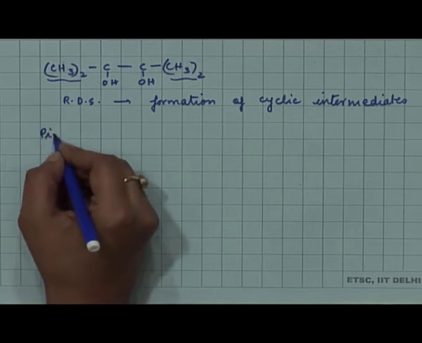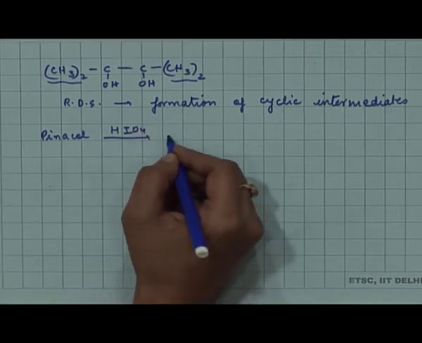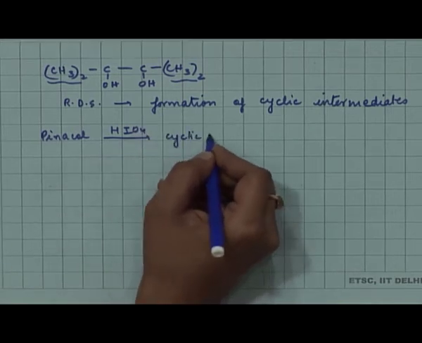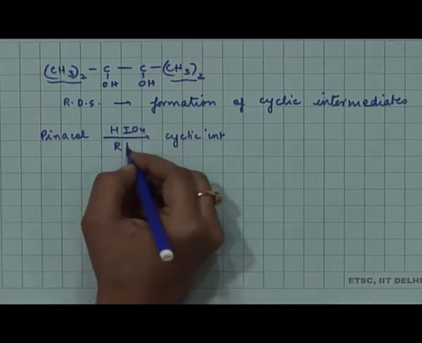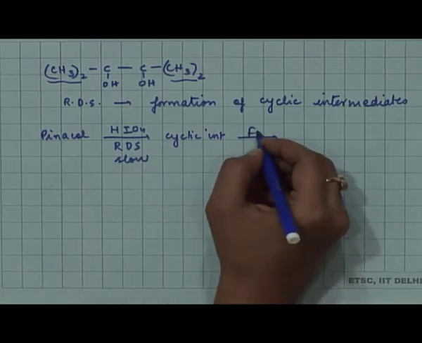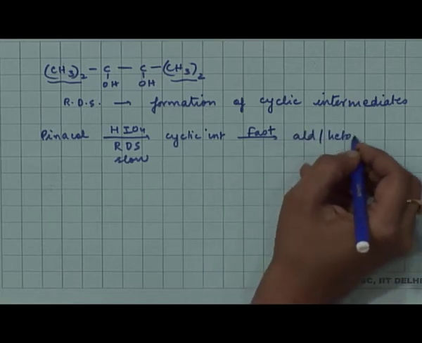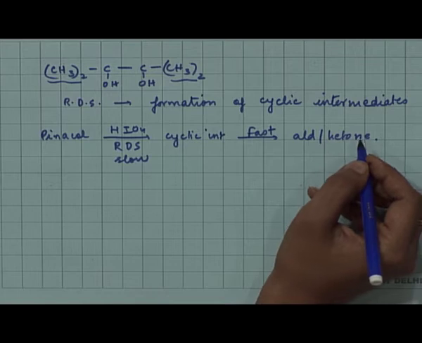So, you start with the pinacol, treat it with HIO4, there is formation of this cyclic intermediate, and this is actually the rate determining slow step, and then the decomposition of this to the corresponding aldehyde or ketone is the faster step.